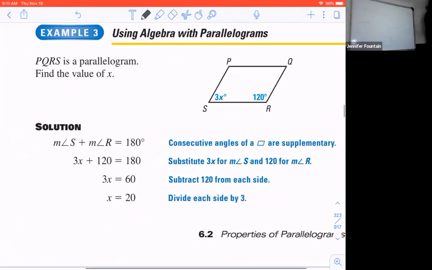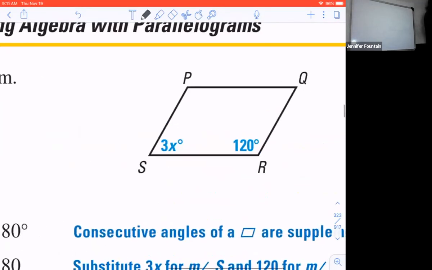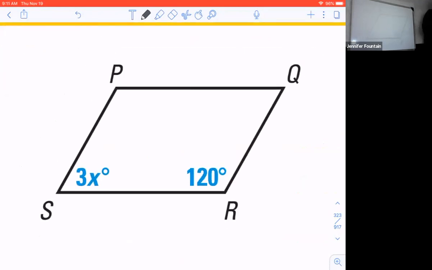Let's look at example 3. I've got that S is 3x and R is 120. How can I solve for x? What equation can I use here? Substitute 3x for S and 120. Okay, but what is my equation? What is the relationship between angle S and angle R? You set them equal to 180 because the angles are supplementary. They are consecutive angles. They are side by side. That means they are equal to 180.